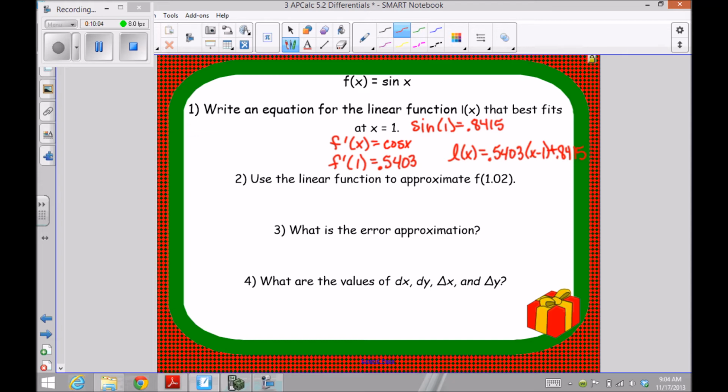Use that linear approximation to approximate f at 1.02. Okay, so that means come back in here and do L at 1.02. That equals 0.5403 times 1.02 minus 1 plus 0.8415. And again, this is going to be an approximation. If you've got your calculator handy, by all means, store these numbers and use them so you can get even more accurate than what I am fixing to get.